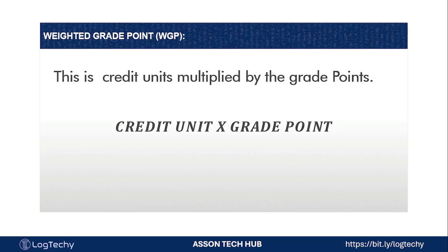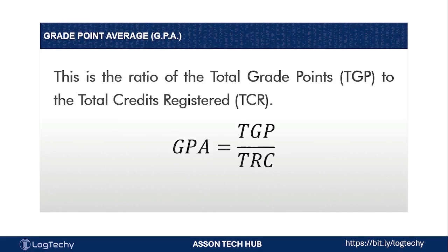So to get the TGP or WGP, weighted grade point, we do that by multiplying the credit unit by the grade point. Also, in order to calculate the GPA, we divide the total grade point over the total registered credit unit. So this is just the formula, and the grade point average is nothing but the ratio of total grade point to total credit registered.